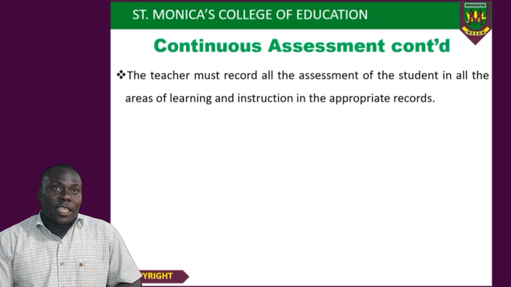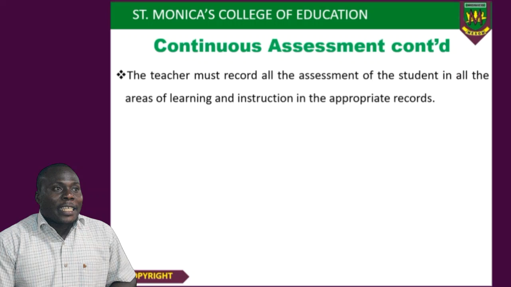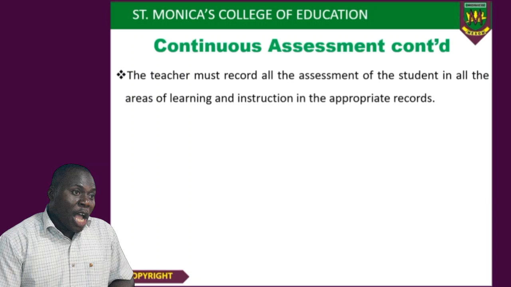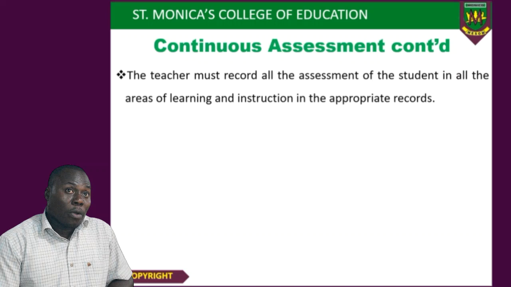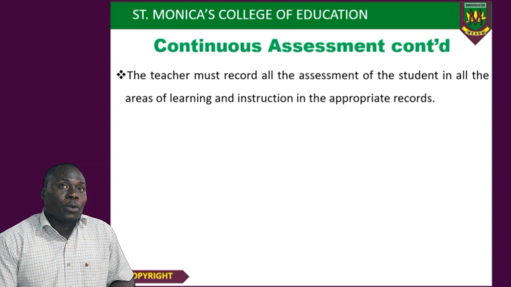So you must record all the assessment of the student in all the areas of learning and instruction in the appropriate records. So if you call people to come and do a presentation, you have to go into the book and record. If you give them assignments to take home, they come and you record the marks into the book. If it is an exercise, you record. If it is a field work, if it is something that they have to create using their hands, the teacher has to record all these things in the appropriate record book, that is the continuous assessment book.